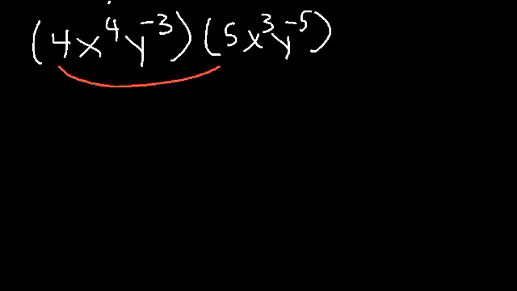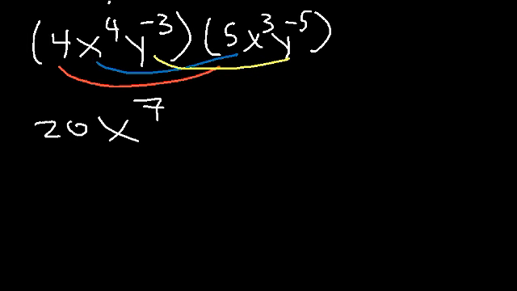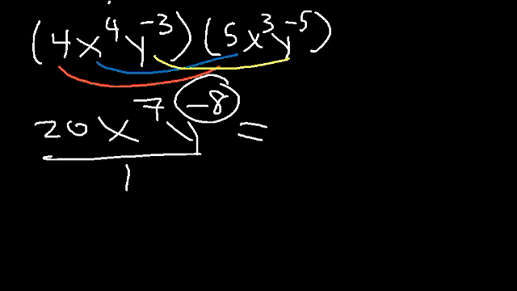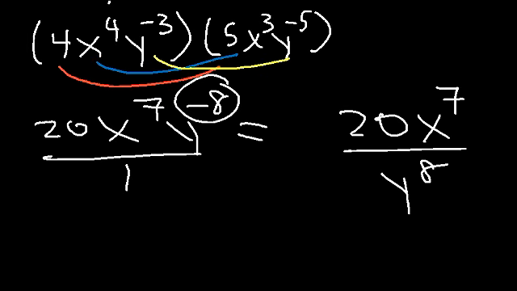So let's multiply 4 times 5, which is 20. And then x to the 4th times x to the 3rd, that's x to the 7th power. And then y to the negative 3 times y to the negative 5. Negative 3 plus negative 5 is negative 8. But since we have a negative exponent, we can move it to the bottom. So it's 20 x to the 7 divided by y to the 8th power.